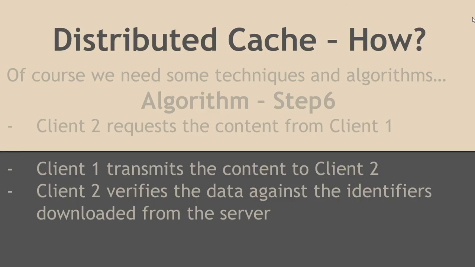After that, client 2 will verify the data against the identifiers it got from the central server. As we talked about before, this will prevent it from getting outdated data.